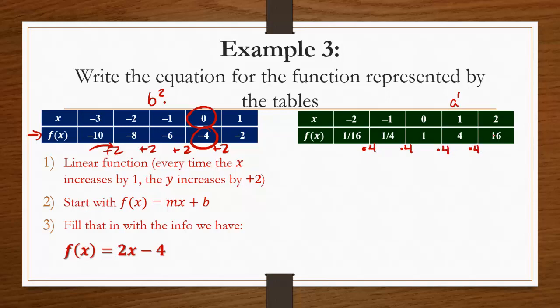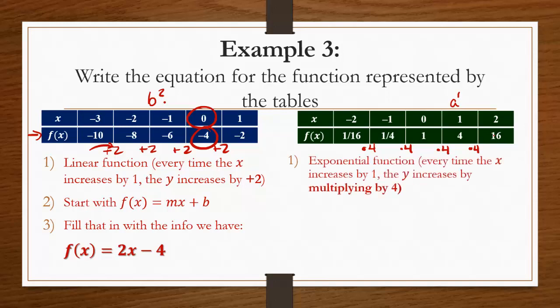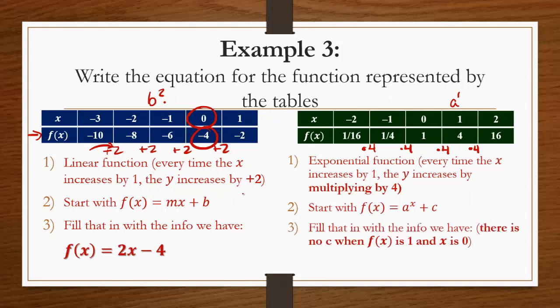So we're multiplying, which means that it's an exponential function, because every time the x increases by 1, the y increases by multiplying by 4. So we start with our formula, f of x equals a to the x plus c, and we fill that in with the information we have.